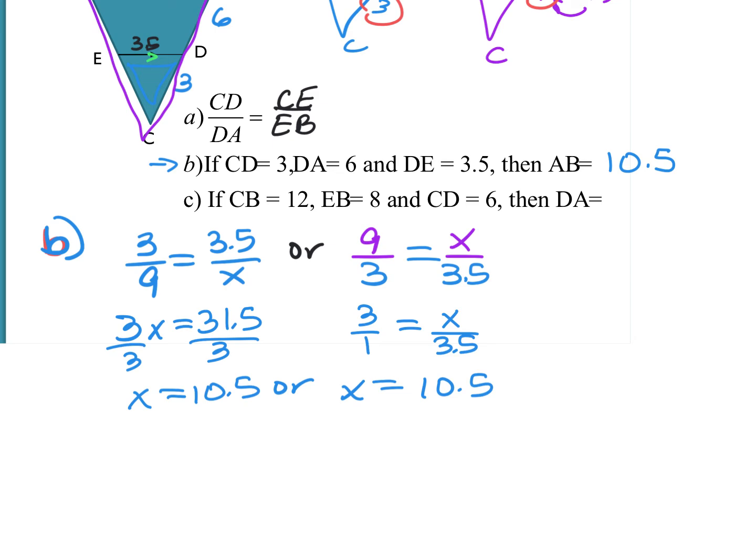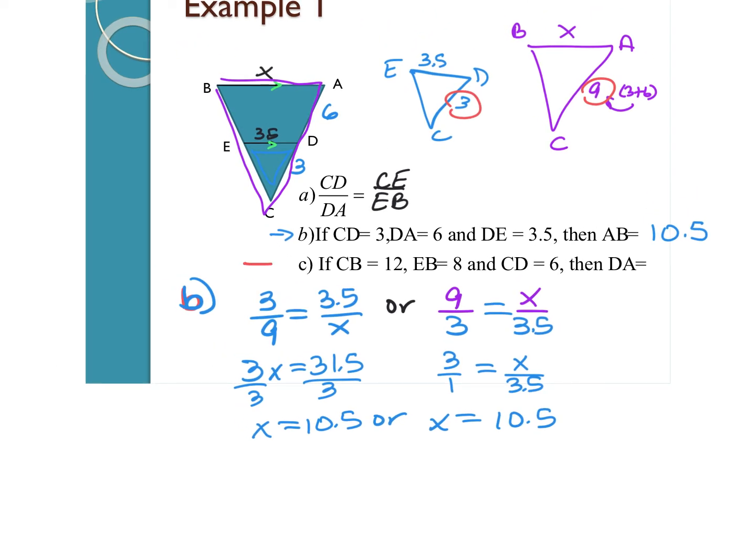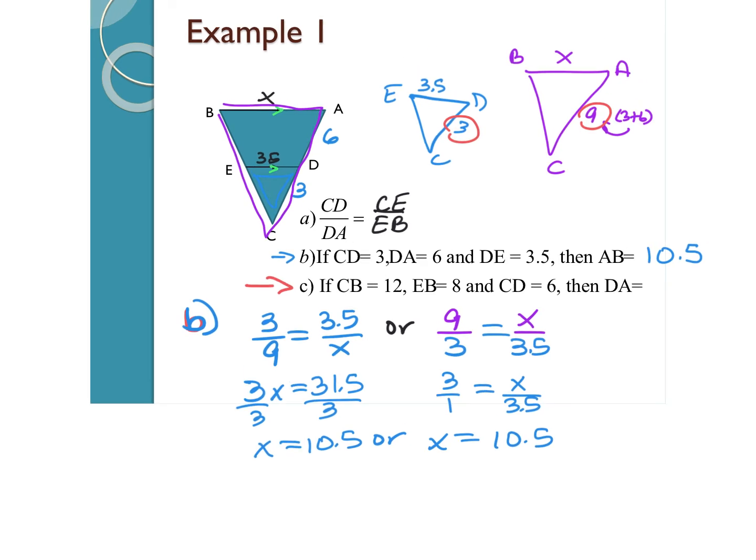Now the numbers are changing, same picture. So now I'm going to do part C. I'm going to go ahead and label my picture now in red for part C. So CB, the whole thing here, equals 12. And then EB, this little part here, equals 8. Then CD, which is this little piece here, is equal to 6. And then they want me to find DA.